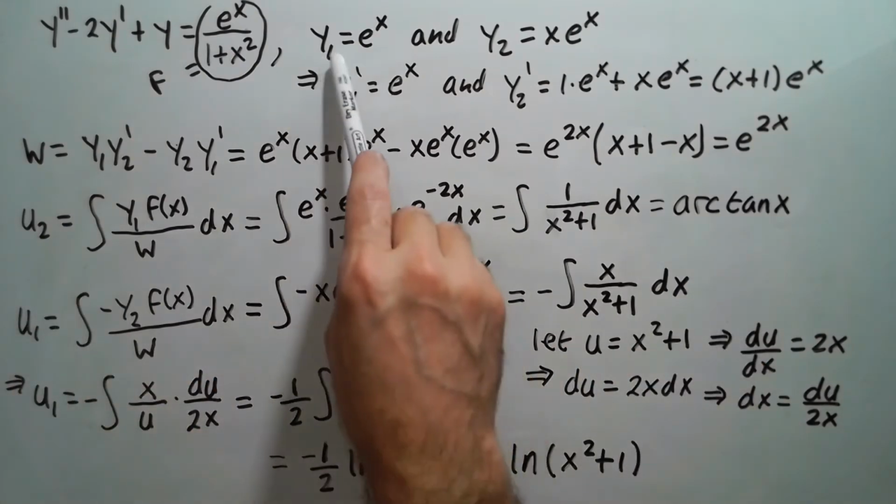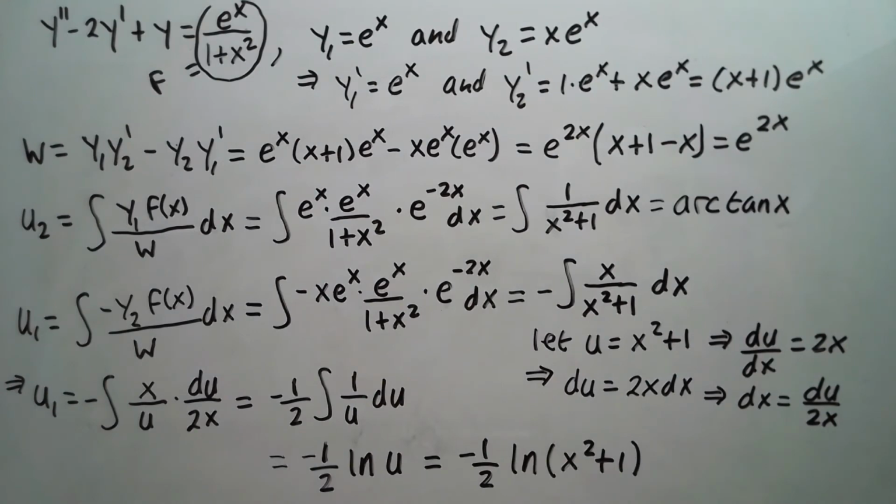Now we have our y1 and y2. So now we're ready to write the general solution using Theorem 12. So let's do that. But I'm out of space here, so I'm going to erase a few things and we'll continue.